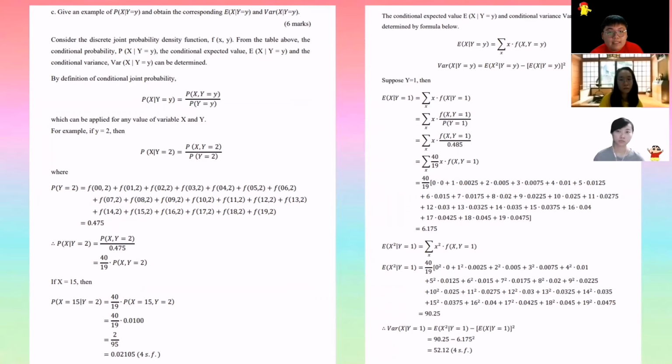The expected value is 6.175, and the variance needs one more step. We calculate the expected value of x squared given y equals 1 first, and then lastly we get the variance of x given y equals 1, which is 52.12 to 4 significant figures. That's all.